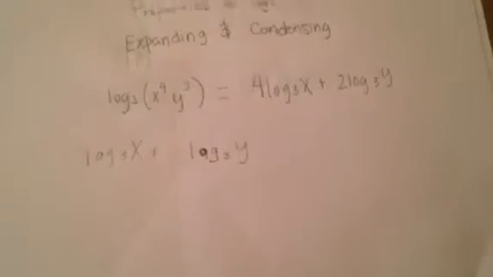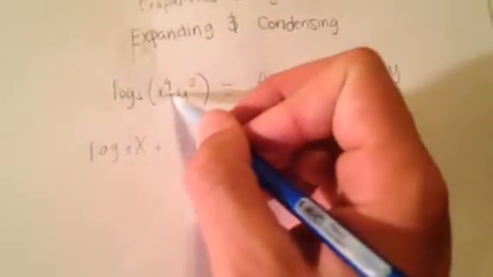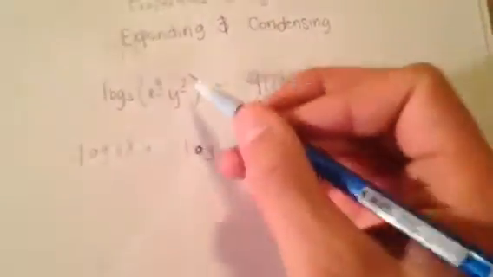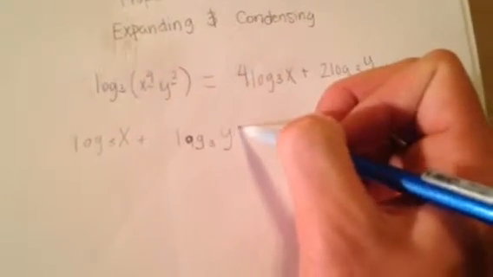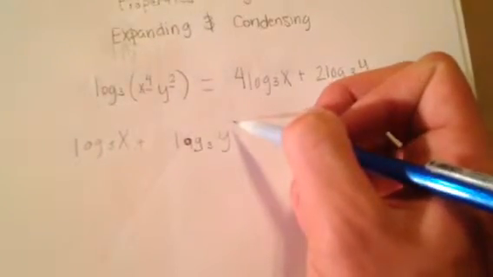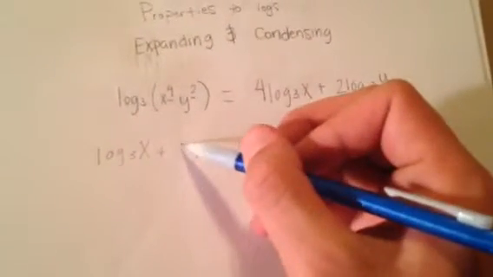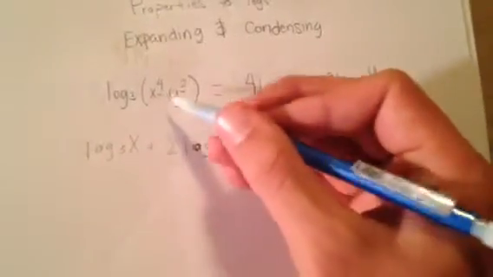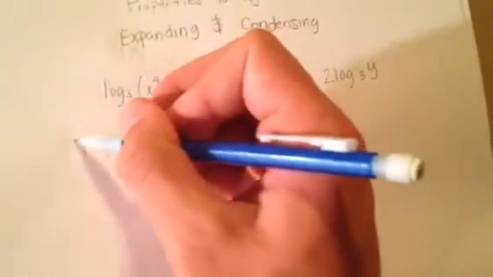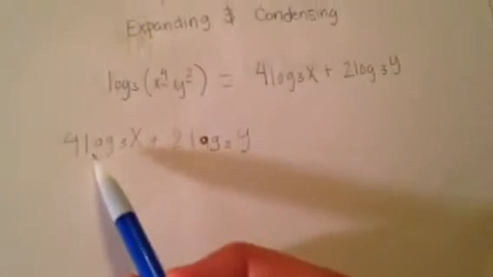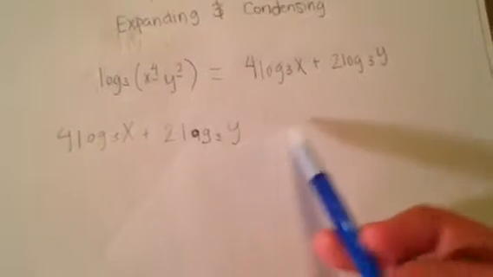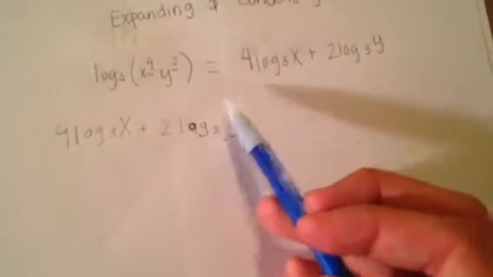So then all you have left is the exponents of the variables. So this 2, instead of going back to the exponent right here, where it would actually be wrong, you're going to bring this 2 in front of the log, like so. And if you see, that equation is the exact same as this one right here. Those are equal. So that's how you expand.